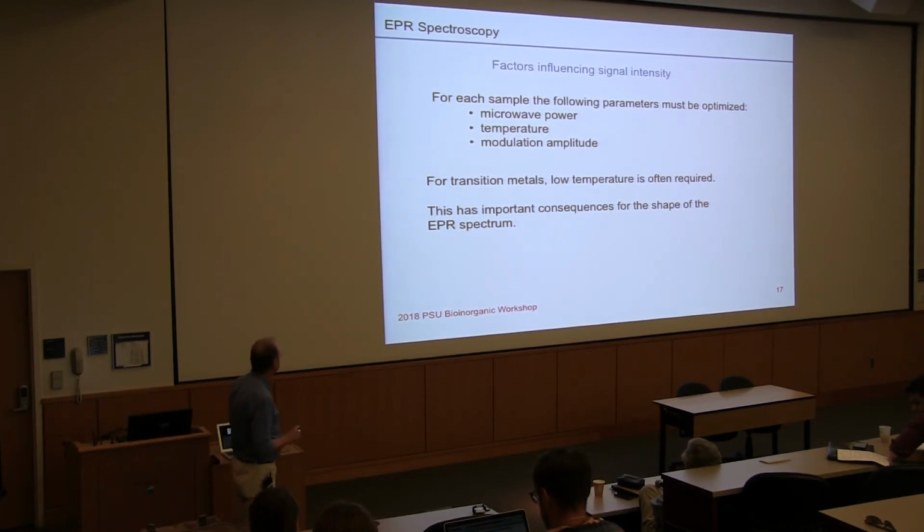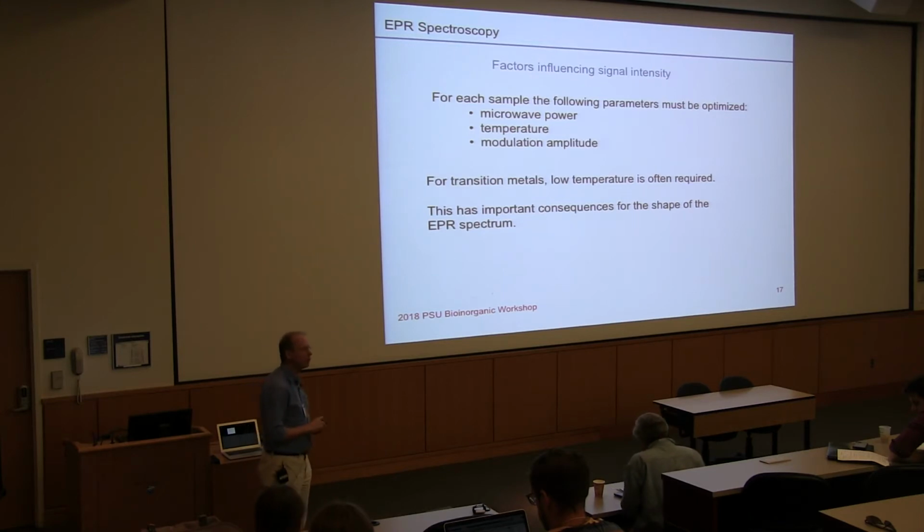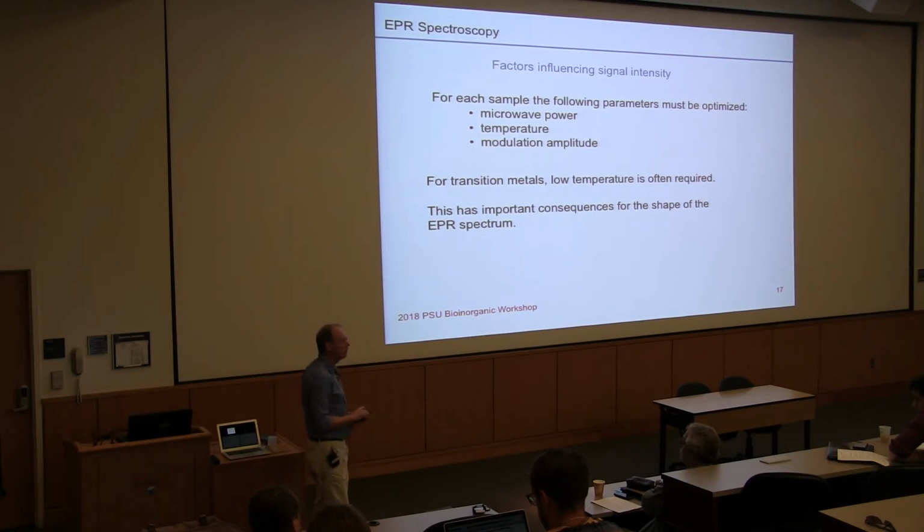So here we're talking about bioinorganic systems, so we're dealing with transition metals, and it depends a bit on the metal, but in many cases we need very low temperature to actually do the experiment, right? And so if we're working at low temperature, it means we've got a frozen sample where the motion of the molecules is locked in. And when you do that, that has really important consequences for the shape of an EPR spectrum, right?